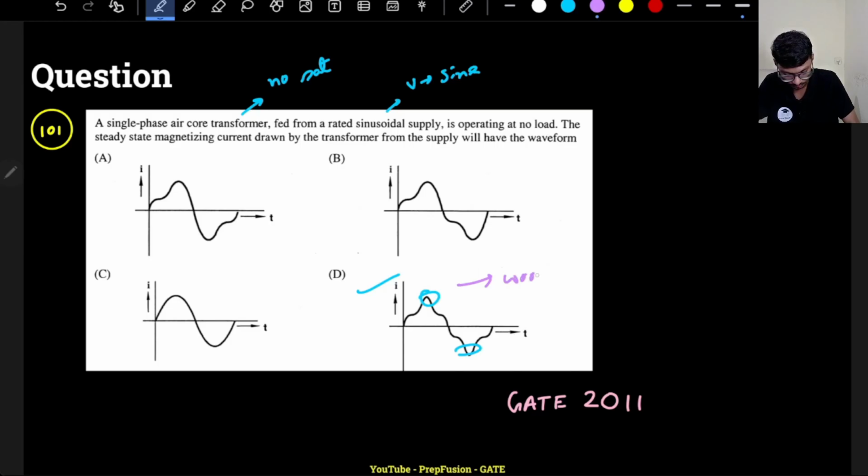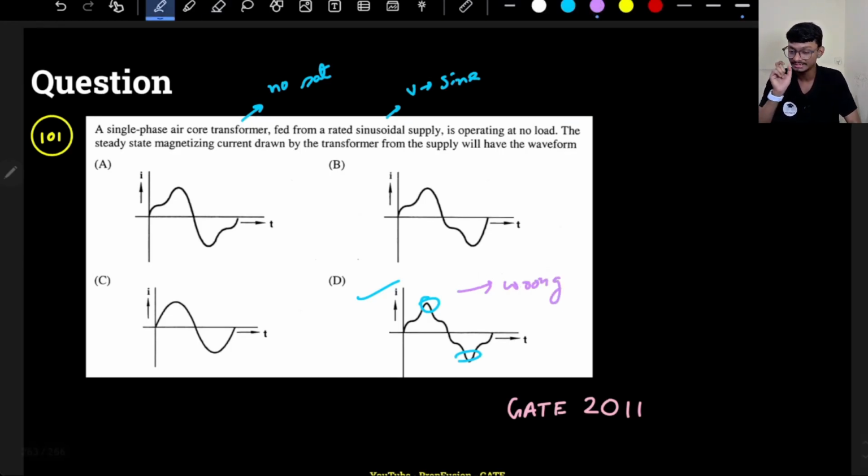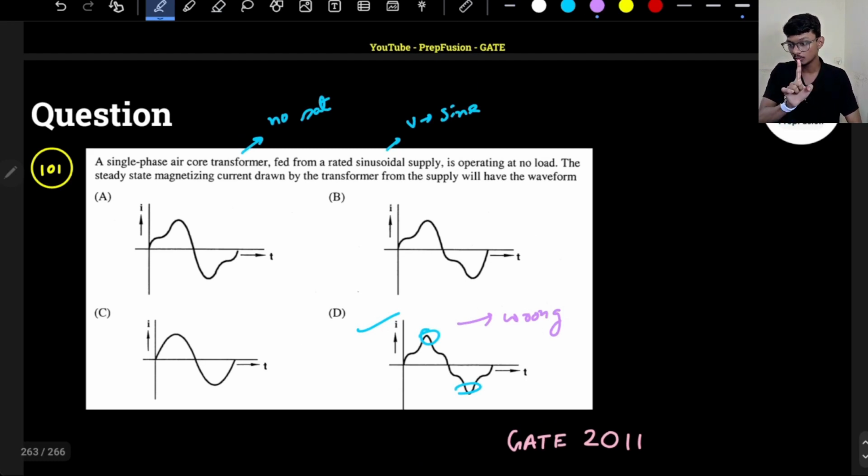You are wrong. Why? Because in the starting of this lecture, I had discussed three cases where the core was not saturating and where the core was saturating. In this case, the core is not saturating. If it is not saturating, there is no question of harmonics. There will not be any harmonics because core is not saturating. I have discussed this. Please go through the starting of this lecture.